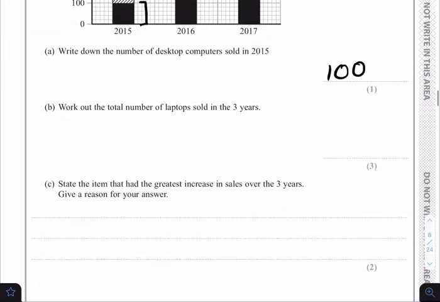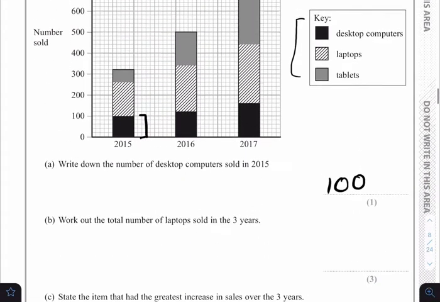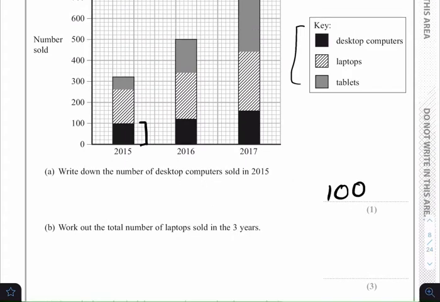Work out the total number of laptops sold in the 3 years. So we know that laptops here were, what we can do is have a visual look and see from 100 up to 260 is laptops, and that is 160 because 100 of it is desktop computers.